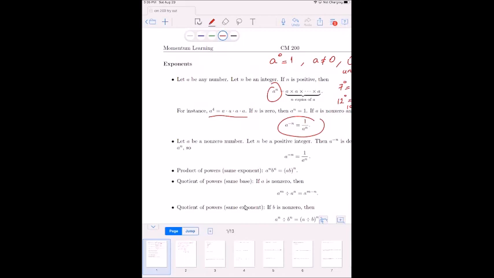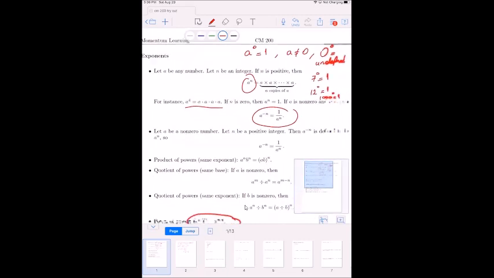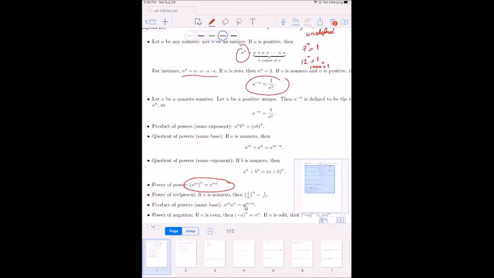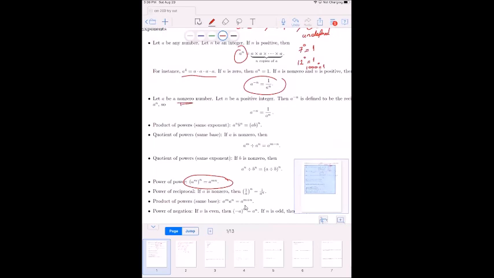And negative means minus. When we put a negative in front of a number, we know that it changes the direction, right? So if it is in the numerator, it goes to the denominator. If it is in the denominator, it goes to the numerator. So this minus changed the direction. And the next one, let a be a non-zero number again. A is different from 0.